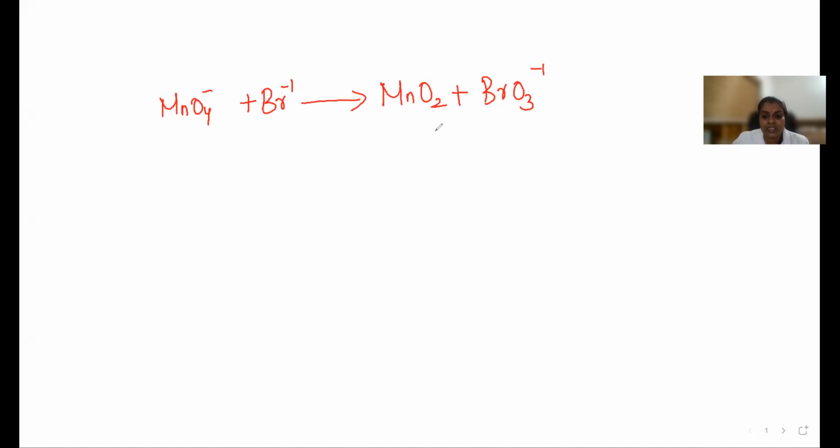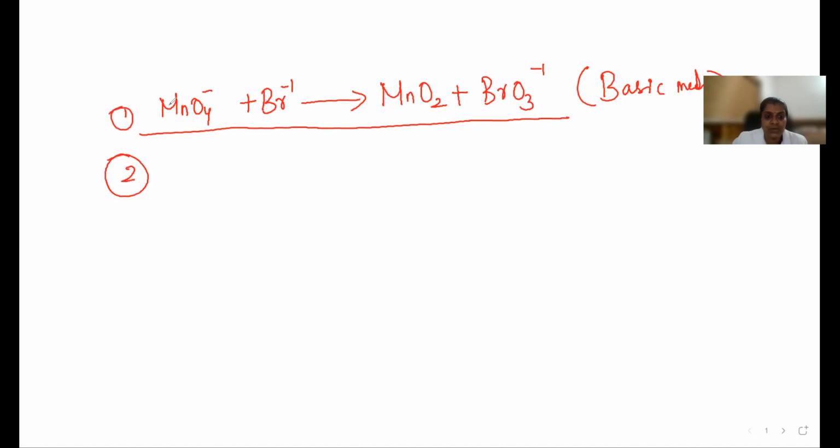Okay, so this particular reaction is taking place in basic medium. Let us check again whether the question is correct or not. MnO4 minus plus Br minus gives MnO2 and BrO3 minus, correct. Okay. So first we write all the correct formulas. The second step is assigning the oxidation number. So MnO4 minus is already MnO4 minus, right?